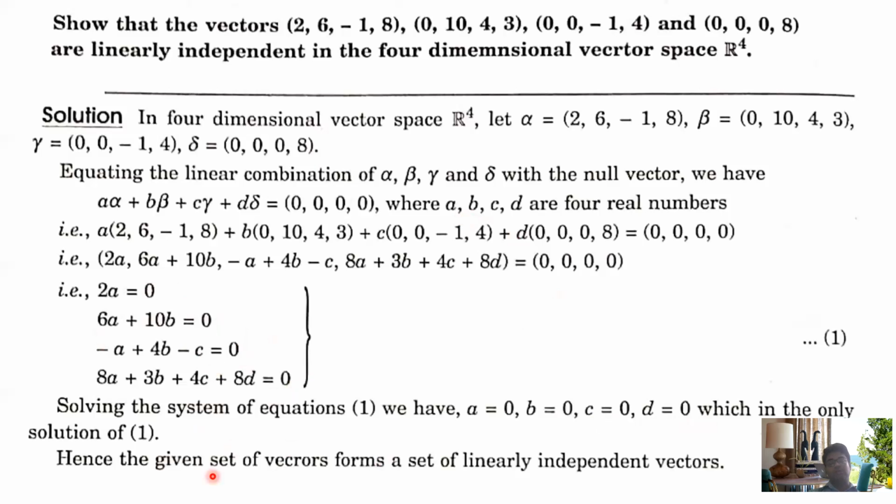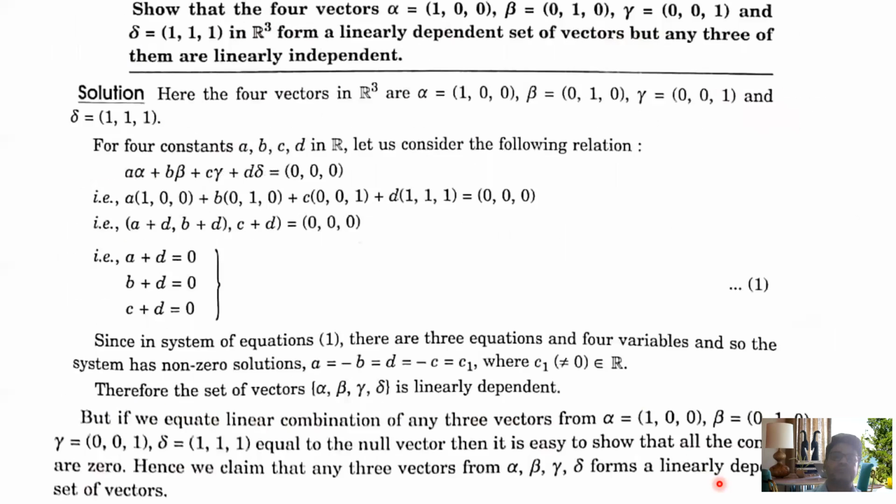So that's why the given set of vectors forms a set of linearly independent vectors. So already you know, if all scalars are 0, then only we can say linearly independent. If at least one of the scalars is non-zero, then we can say the set of vectors is linearly dependent.